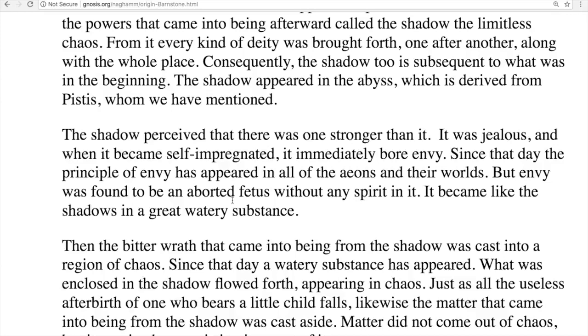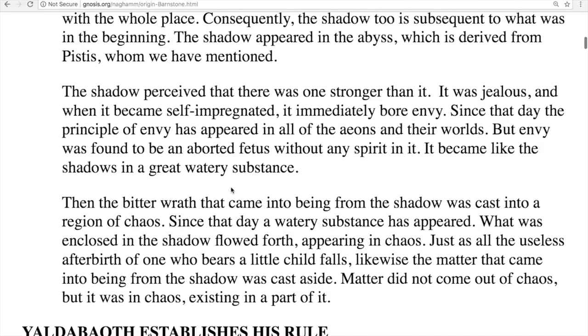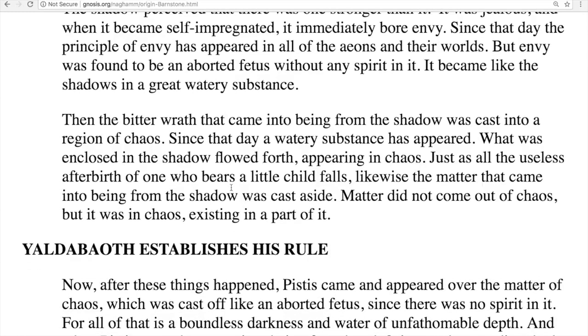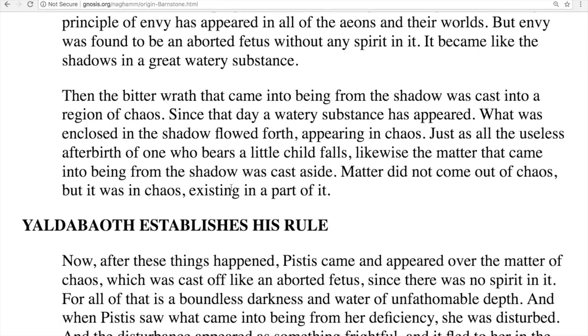And it will be surrounded by a watery substance, and that would be the amniotic sac that's being released from the womb. This is what this realm is from the womb of Sophia. But within it also, it carries the potential for the continuation of the emanation through each one of us, which is the hope of glory, the Christ within, the wisdom within. It became like the shadows in a great watery substance. Then the bitter wrath that came into being from the shadow was cast into a region of chaos. Since that day a watery substance has appeared.